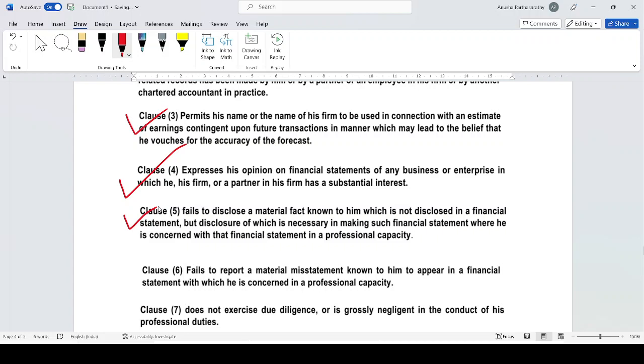A chartered accountant in practice shall be deemed to be guilty of professional misconduct if he fails to disclose a material fact known to him which is not disclosed in a financial statement, but disclosure of which is necessary in making such financial statement not misleading, where he is concerned with that financial statement in a professional capacity.